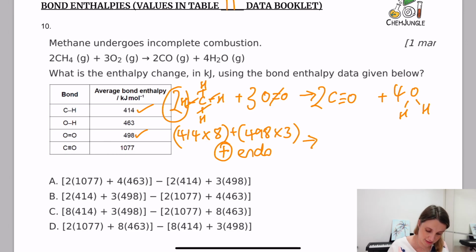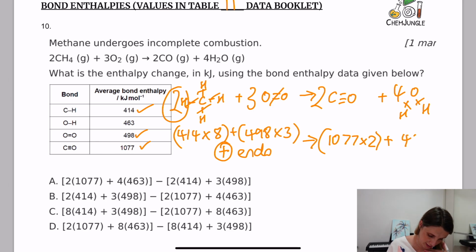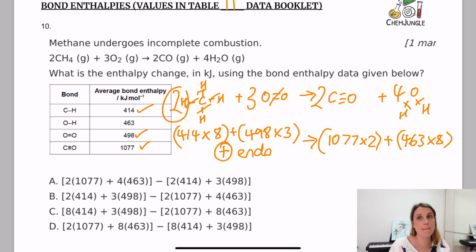And then we're going to the other side, which is, I've got the carbon monoxide, this 1077, a lot of energy, it's a triple bond, and that's times by 2 because I've only got 2 of those. And then in the water, I have got 1, 2, so that is 463, 2 times 4, which gives me 8 overall for the water. These are going to be made, so they're bond making. If it's bond making, then this is exothermic. So the numbers on the right will be subtracted from the numbers on the left.